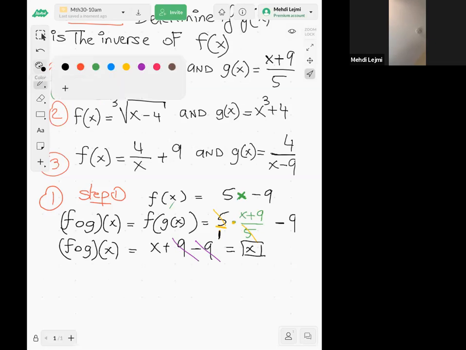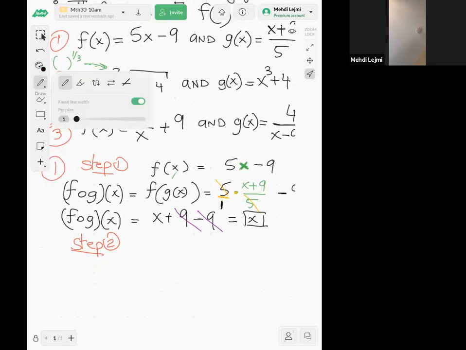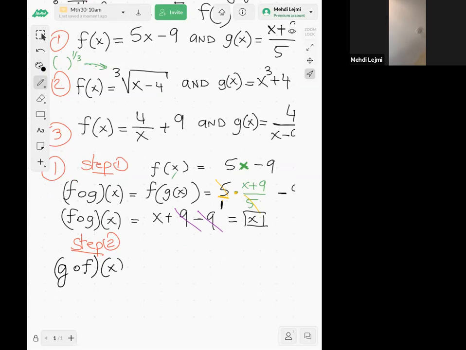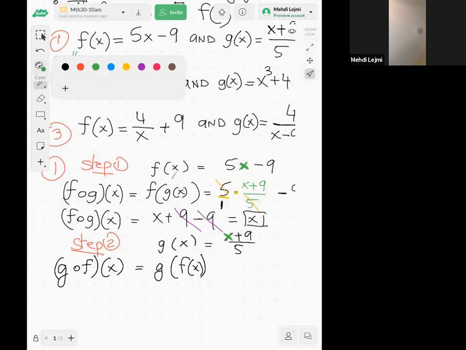So step number 2. Now I'm going to compute g composed with f of x. And again, this is g of f of x. So I'm going to write down my g here. My g is x plus 9 over 5. So here's my x, right? So I'm going to substitute x by f of x.